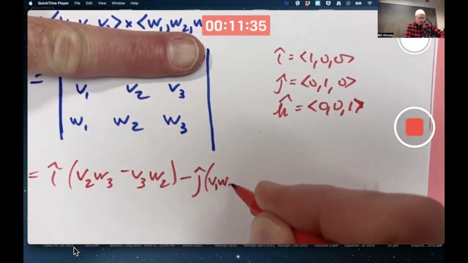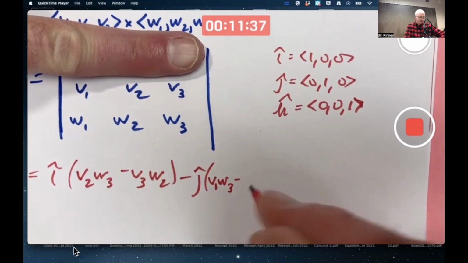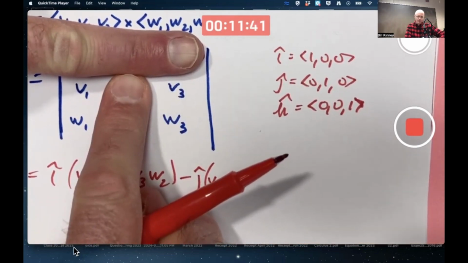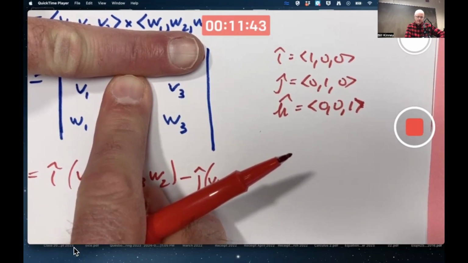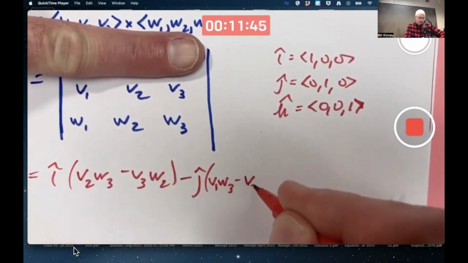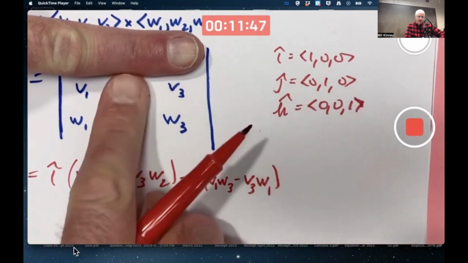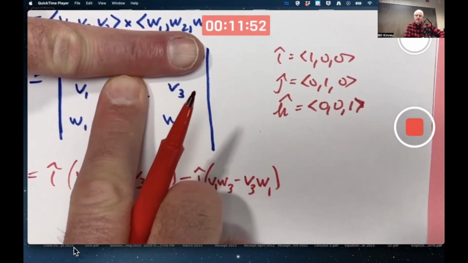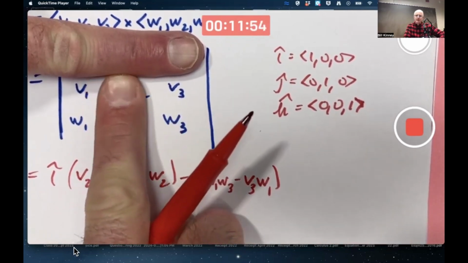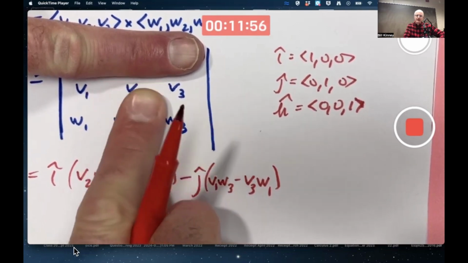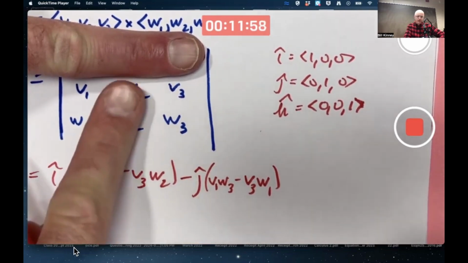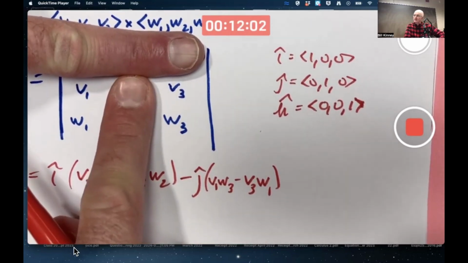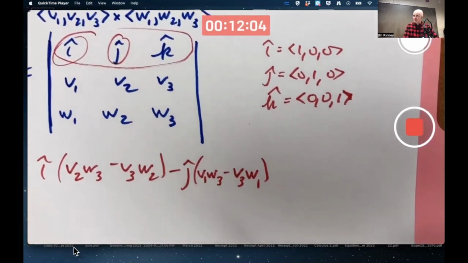V1 W3 minus V3 W1. Look at that 2x2 submatrix. And there we go. That's the determinant of that submatrix. Get my finger and pen out of the way at the same time here. I'm not so coordinated. There we go. That is the determinant of the 2x2 submatrix. We've done 2 of 3 steps.